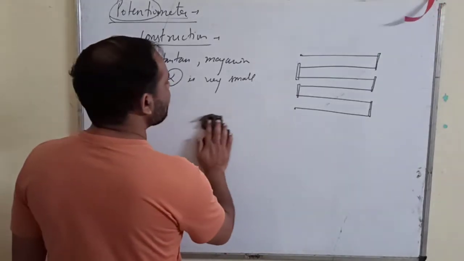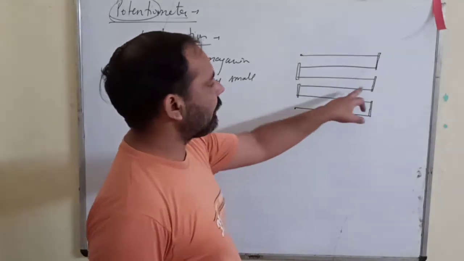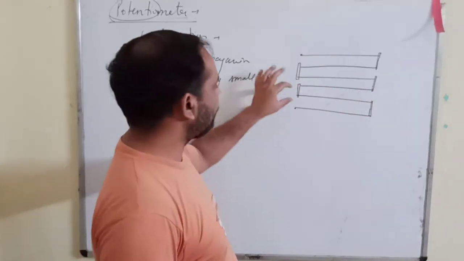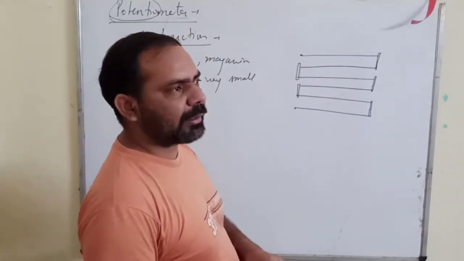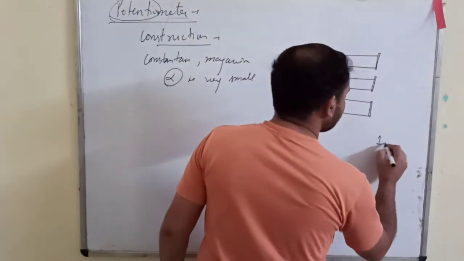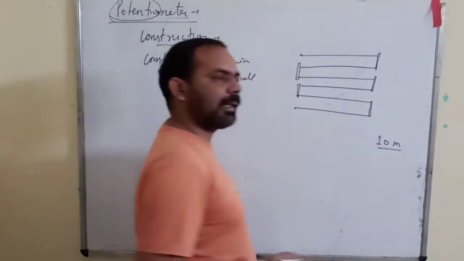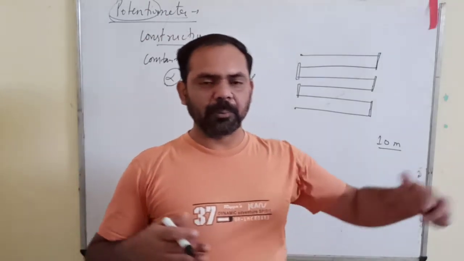So we take a Constantan Manganin wire this way, and we tie it on a wooden plank with the help of these clips. Why have we tied it on the wooden plank? Because we have taken the wire of 10 meter length. If we have a 10 meter length wire, then it will be very long.